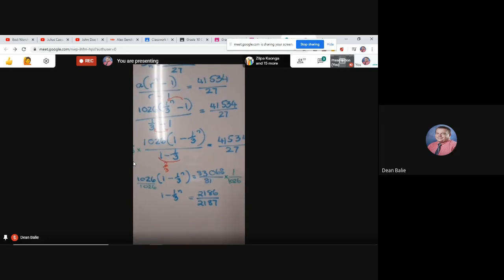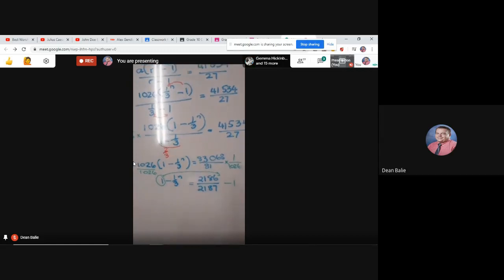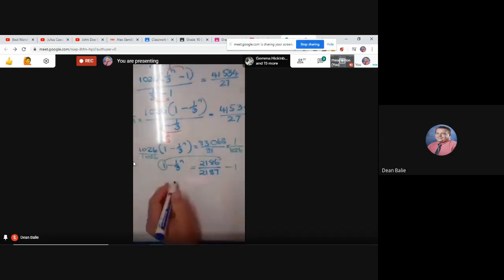If I subtract 1 now, I want to get rid of this 1, so I'll move it across and it becomes minus 1 on that side. We end up having negative 1/3 to the n is equal to negative 1 over 2,187. Our negatives now can both cancel out, so that's quite a good thing.